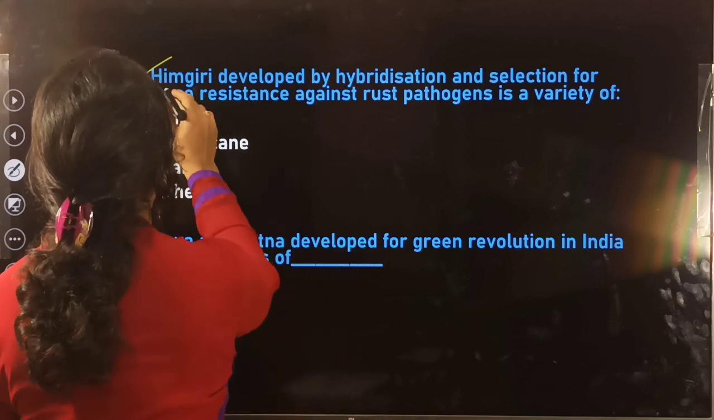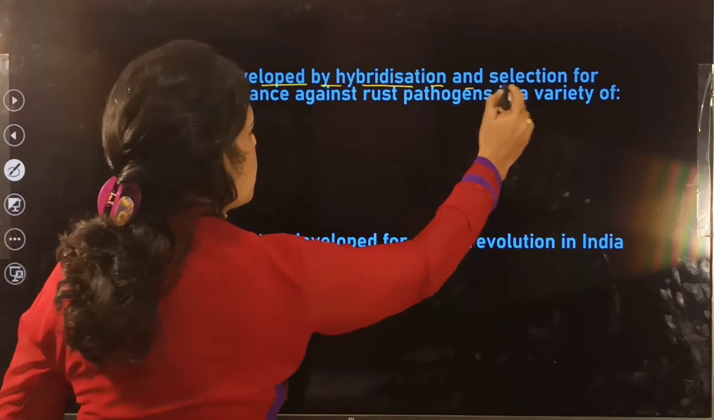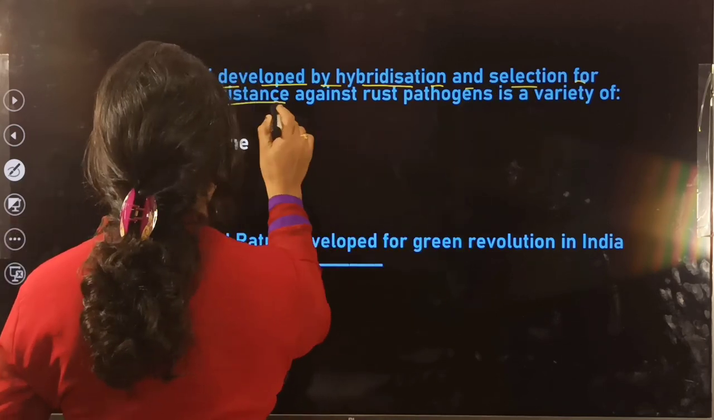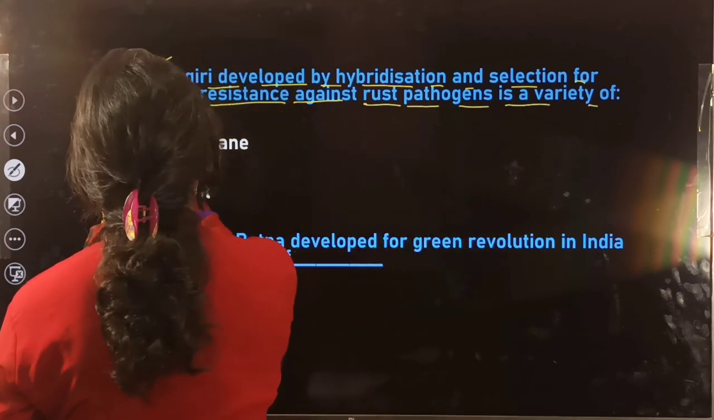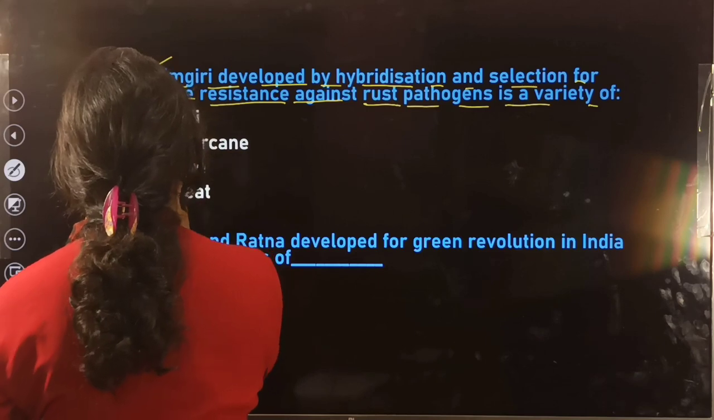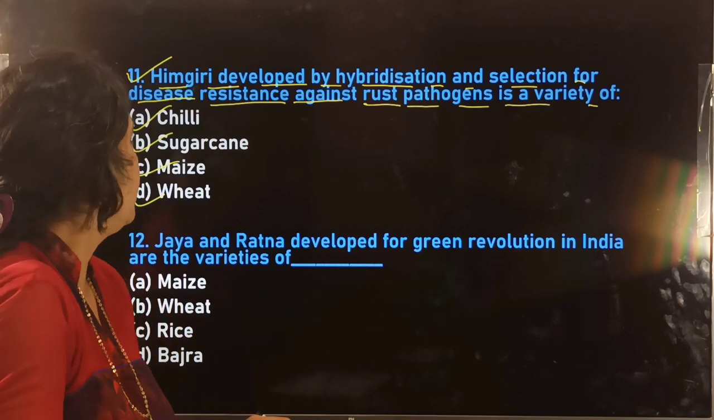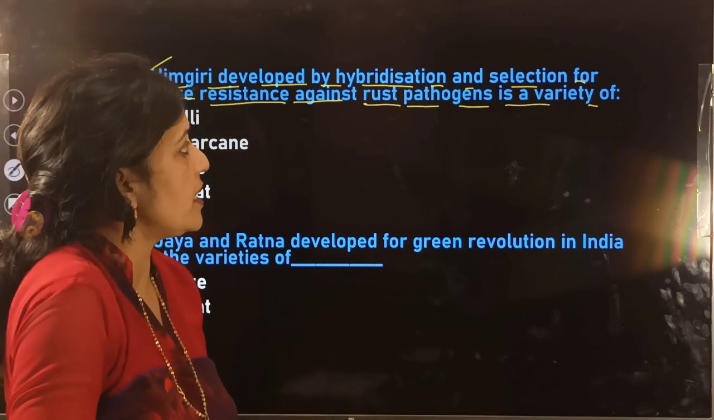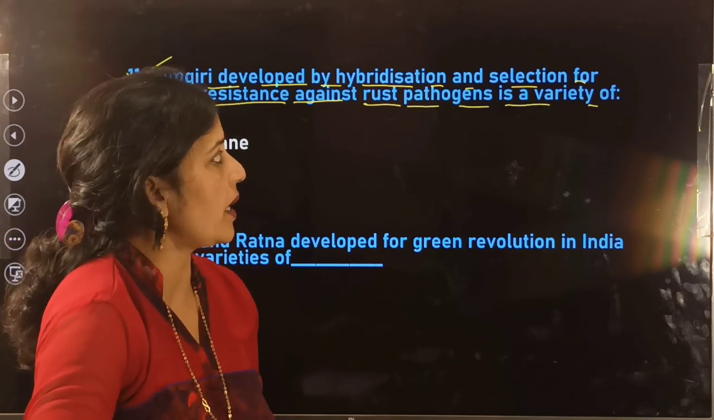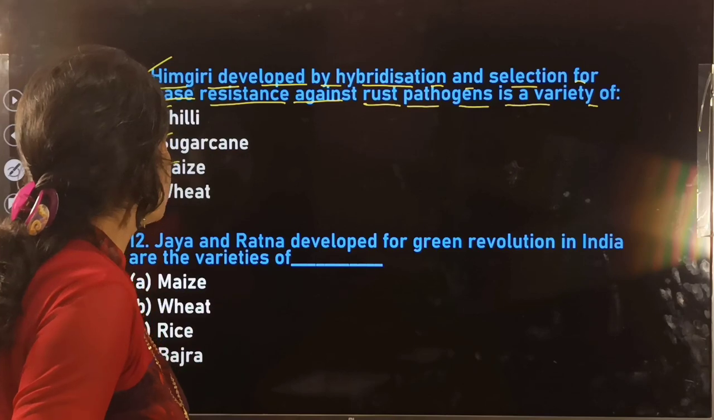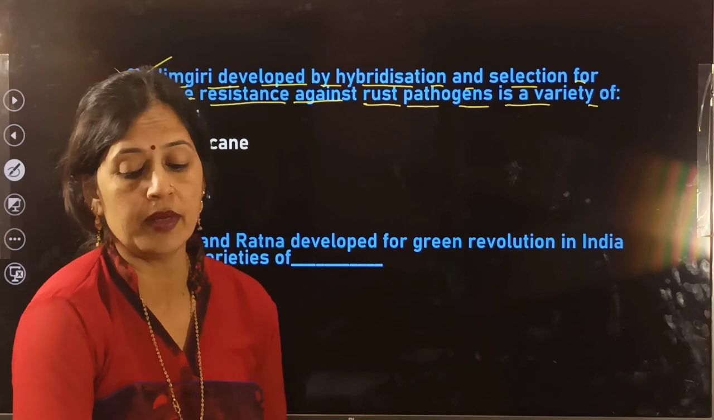And your question number 11 is: Himgiri, developed by hybridization and selection for disease resistance against rust pathogens, is a variety of. Option A is chili, B sugarcane, C maize, and D is wheat. And it is your question number 11.